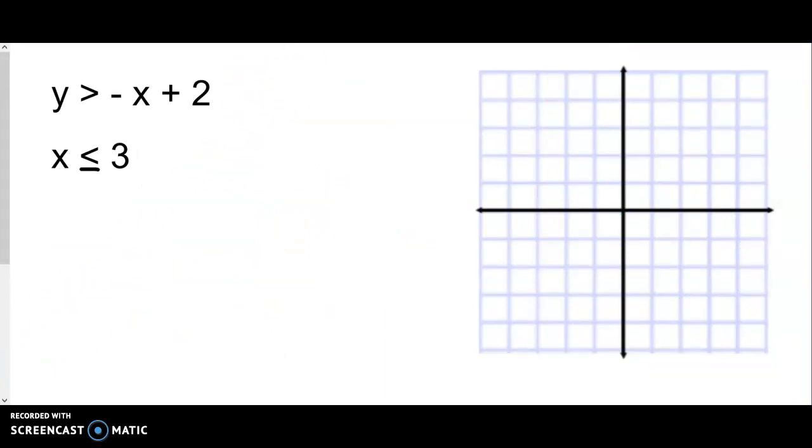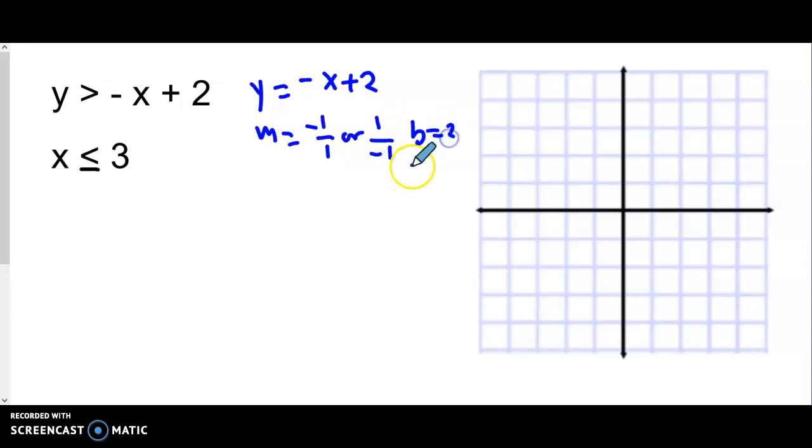First one, treating it as an equation, I would have y equals negative x plus 2. I have y by itself. The slope is negative 1 over 1, or 1 over negative 1. My b is 2, which means 0, 2. Here's 0, 2. Down 1, right 1. Or I can go up 1, left 1. This is telling me that my line should be dotted.